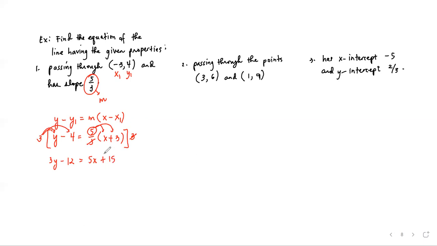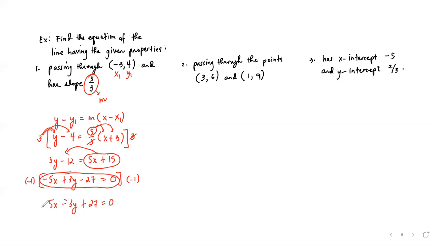And then we can transpose everything from the right side to the left side, and this gives us -5 times x plus 3 times y. And then the constant will be -12 minus 15, which is -27, equals 0. Now we can also write this equation as 5 times x minus 3 times y plus 27 equals 0 by multiplying both sides of this equation by -1. So both of these are the equations of the line described here in the first item.